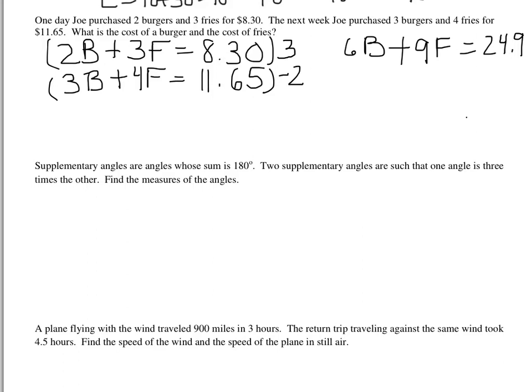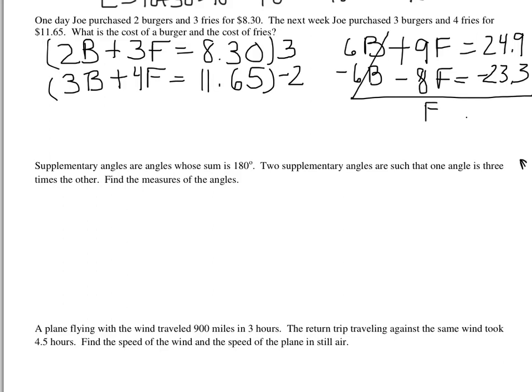Then we're going to take the second equation, multiply it by -2, so we have -6b minus 8f equals $11.65 times -2, which is -23.3. The b's cancel. We wind up with just one f, which is really nice.